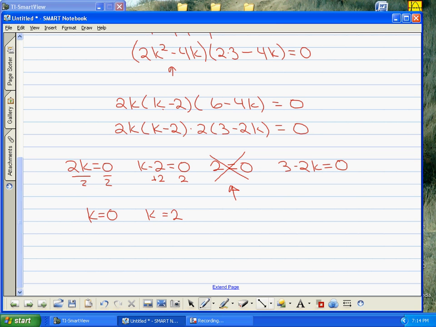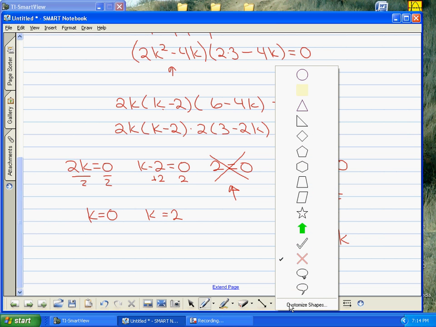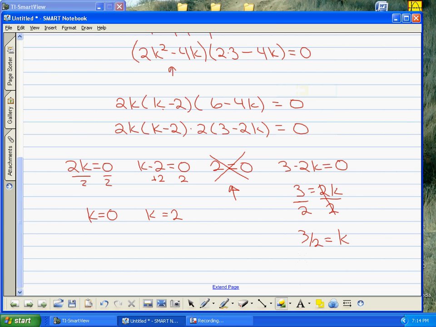Now this I don't worry about. I subtract 2 on both sides, 3 equals 2k. Divide both sides by 2. 3 halves equals k. So the product will not have an inverse if k equals 3 halves, k equals 2, or k equals 0.